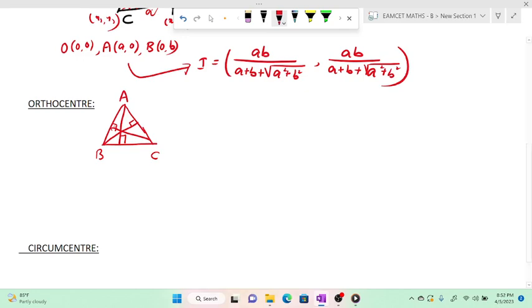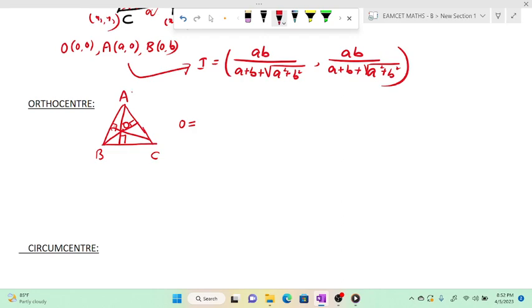These three altitudes are concurrent here. This point is the point of concurrency, and this point is denoted by O. O is the orthocenter here. Orthocenter is denoted by O. The point of intersection of altitudes of the triangle is called orthocenter.